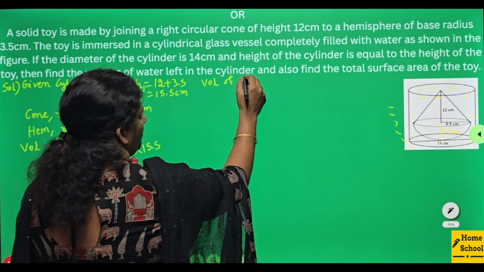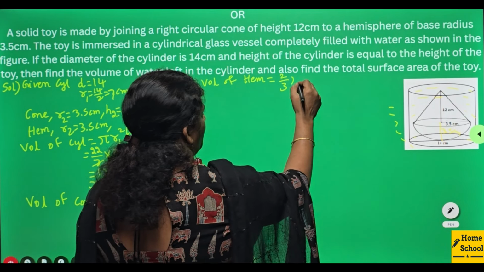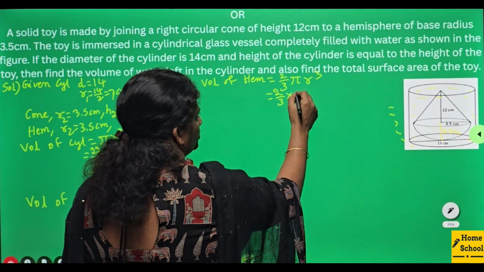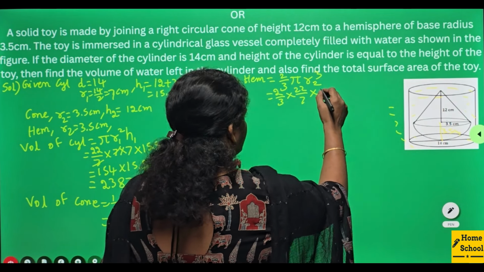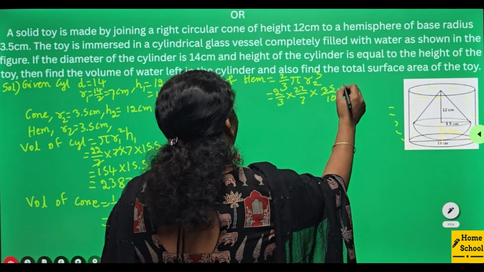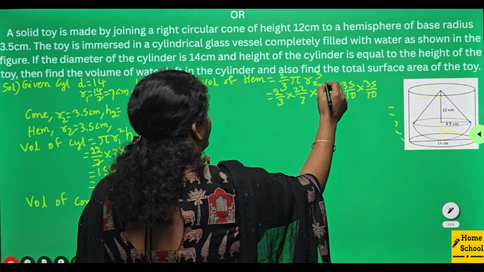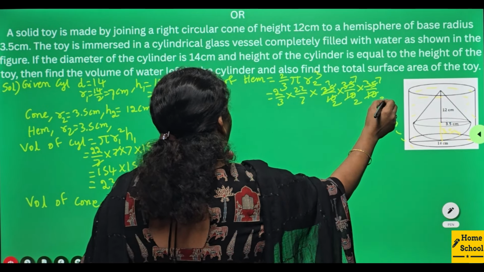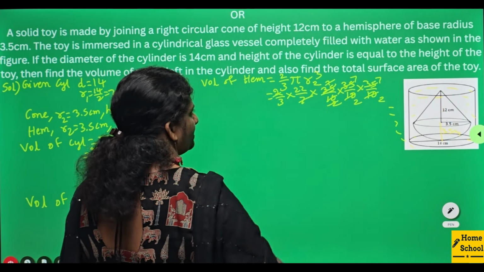Volume of hemisphere is equal to 2 by 3 pi r cube, that is equal to 2 by 3 into 22 by 7 into r cube. What is the radius of the hemisphere? 3.5, 3 times. Instead of that, I'll write 35 by 10, 35 by 10 into 35 by 10. That is 5 sevens are 35, 5 twos are 10, and 7 7 cancel, and here this 2 cancels.